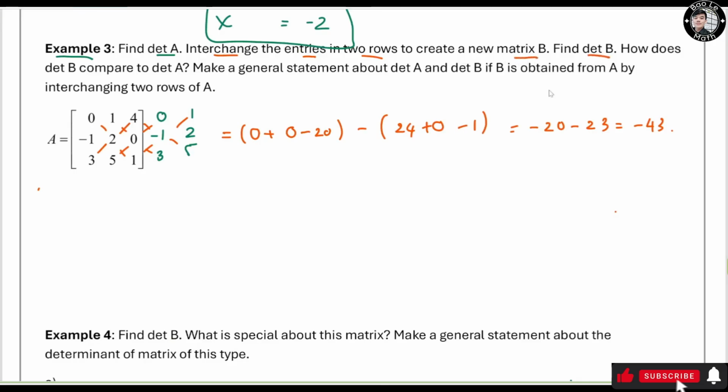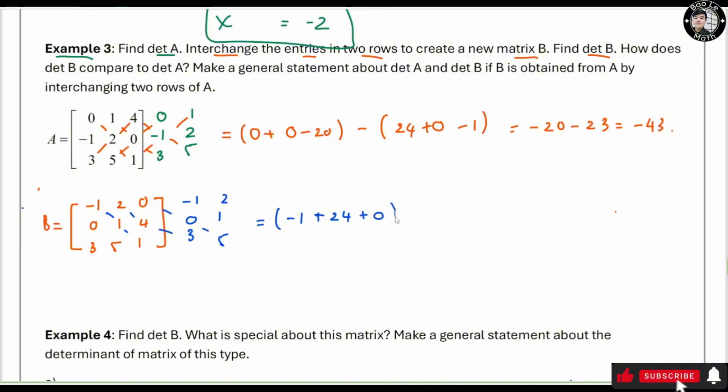Interchange the entries in 2 rows to create a new matrix B. Find determinant of the matrix B. So matrix B is, now I'm going to copy the first 2 columns. So determinant is from top left to bottom right. -1, right? 2 times 4 times 3, it should be plus 24, right? And this guy should be 0, right?